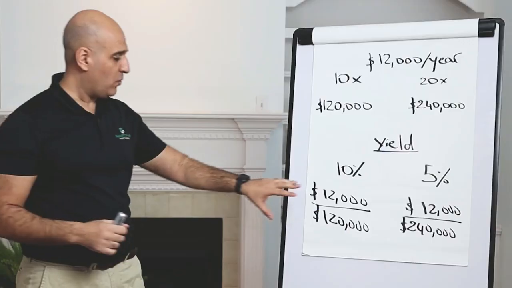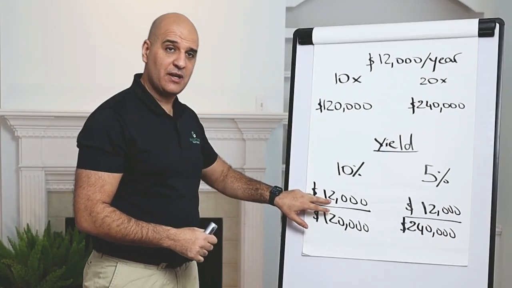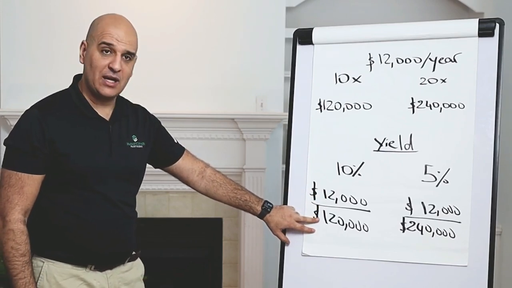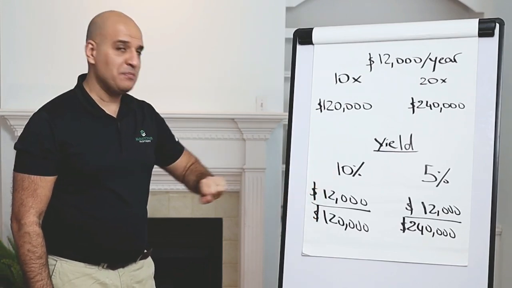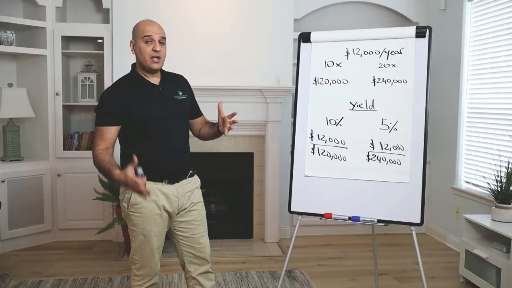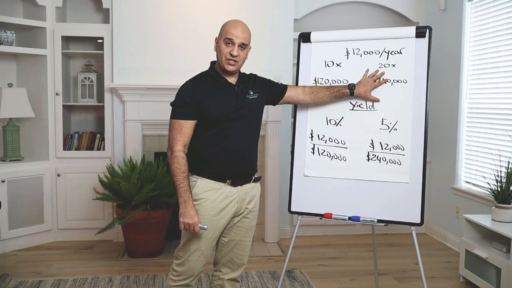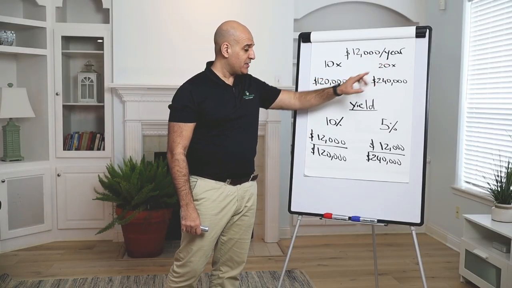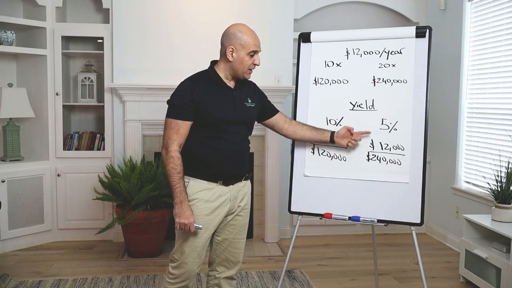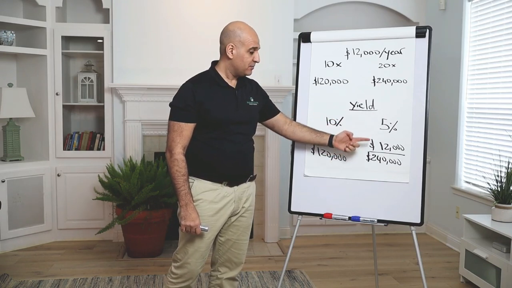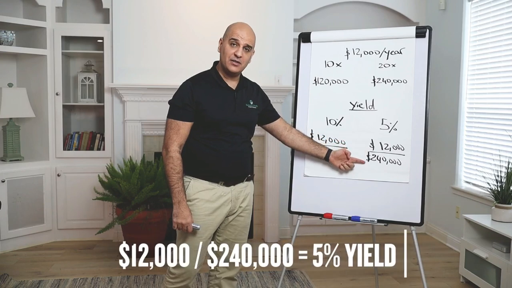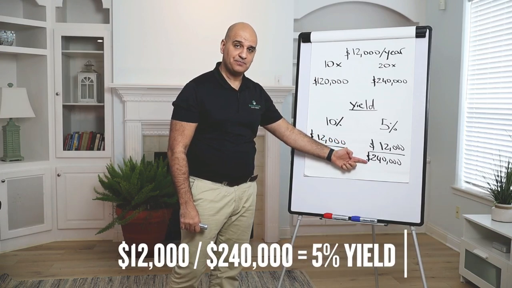Now, with 10 times earnings, your yield, meaning the interest that you will be making, is 10%. How do I get to that? Well, I'm making $12,000 a year divided by $120,000. That gives me a yield of 10%. If you're willing to pay $240,000, which is 20 times earnings, guess what? Now your yield drops to 5%. $12,000 a year divided by $240,000.